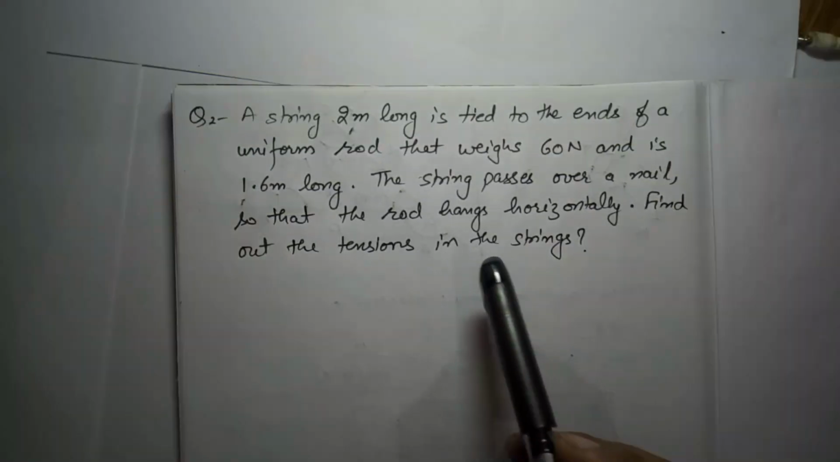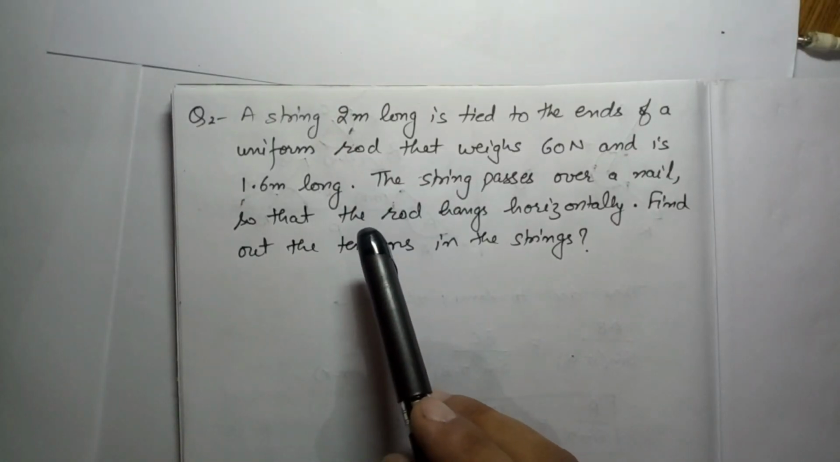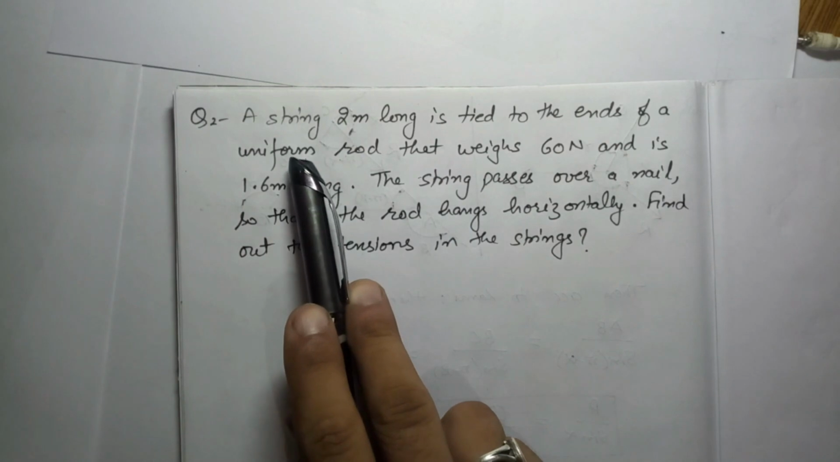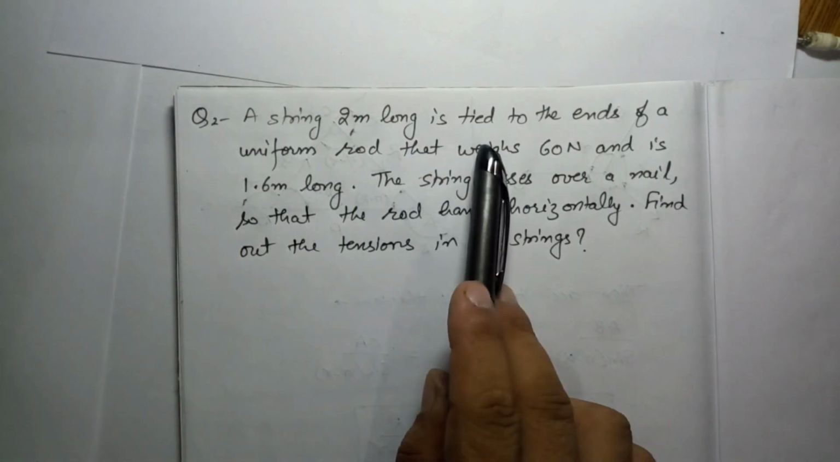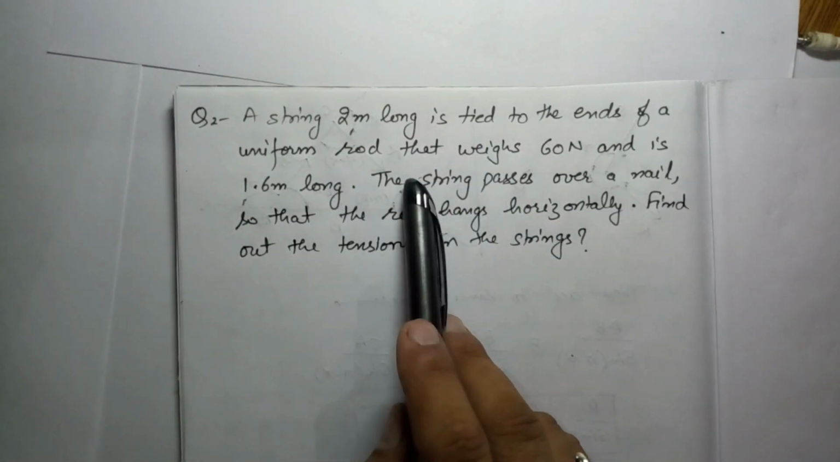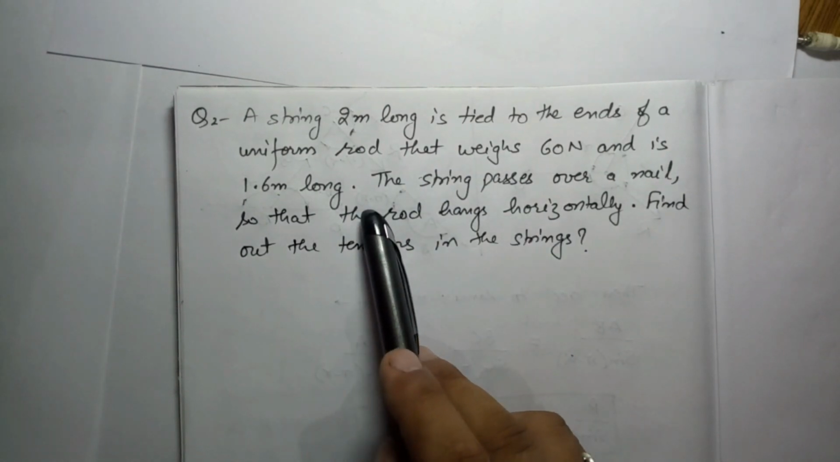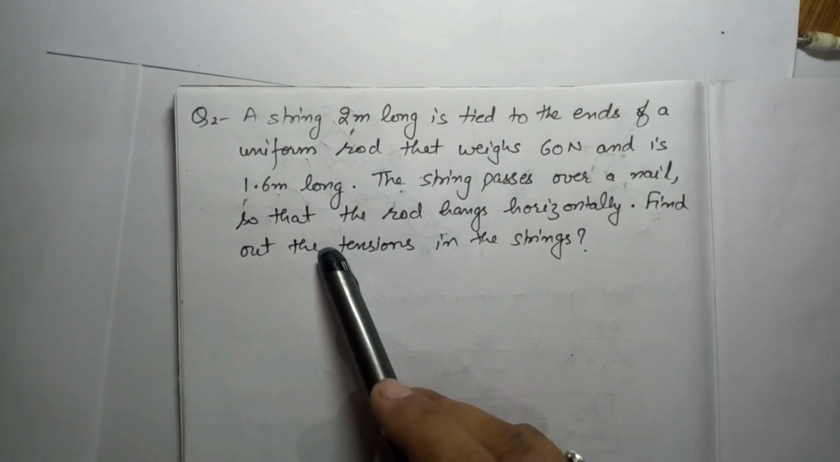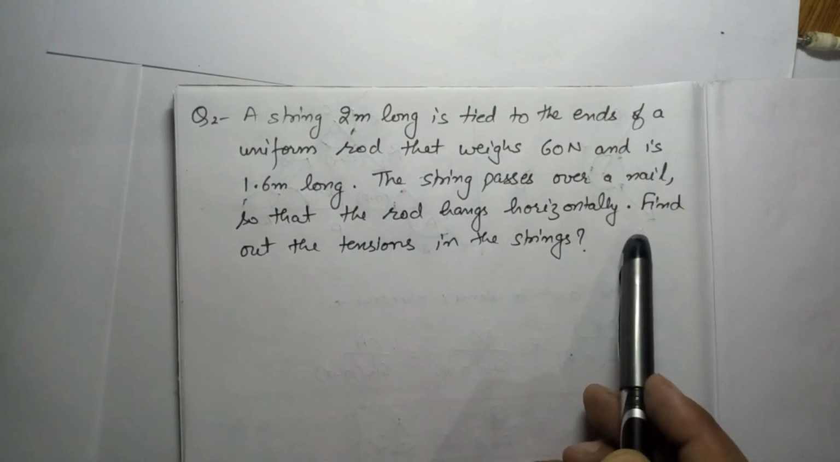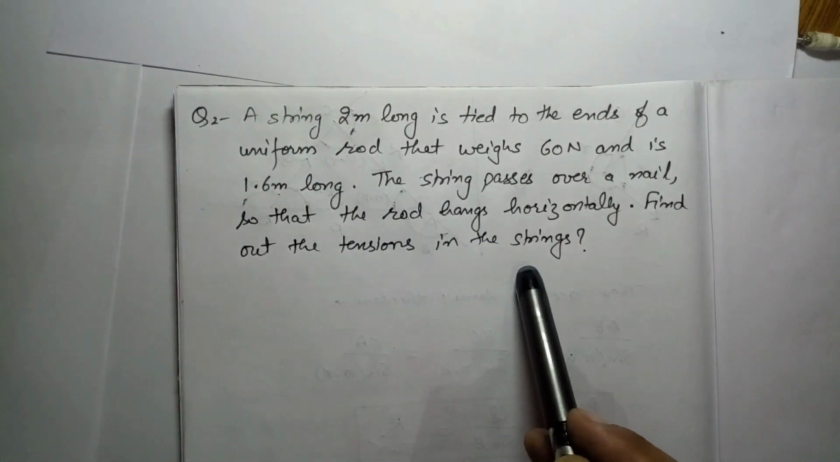Let us discuss one more problem that is also based on Lami's theorem. The statement says that a string 2 meter long is tied to the ends of a uniform rod that weighs 60 Newton and is 1.6 meter long. The string passes over a nail so that the rod hangs horizontally. Find out the tensions in the string.